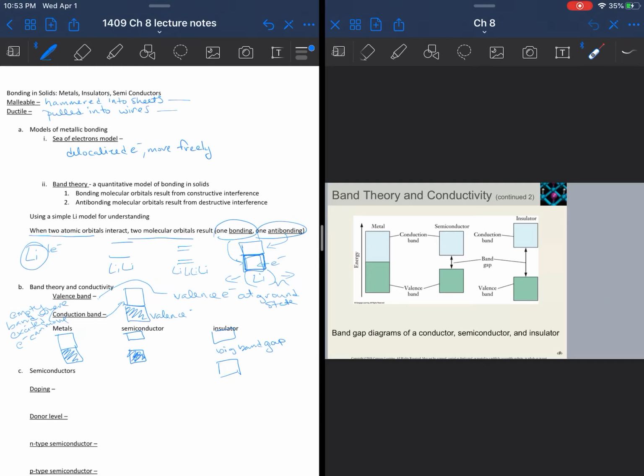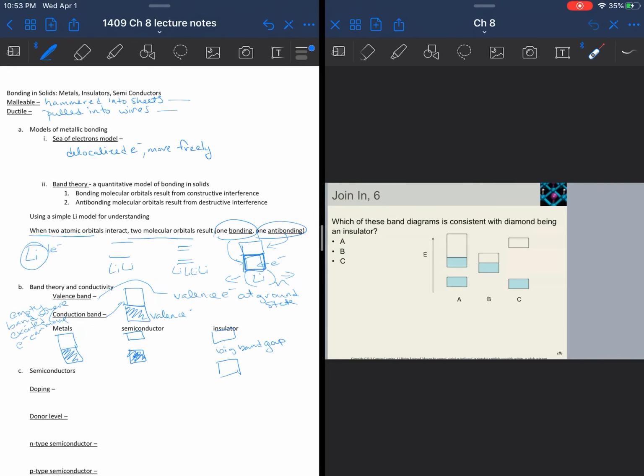Now, semiconductors, so we're thinking about some of our metalloids, like silicon as a semiconductor, can be improved, right? Okay, so we'll come to C in just one moment. I left this slide in here for a reason. All right, so if we were thinking about diamonds, diamond is just a network of carbon, and we know that it's an insulator. So if we had to match up which band theory, which molecular orbital system here went with diamond, the correct answer would be C, right?